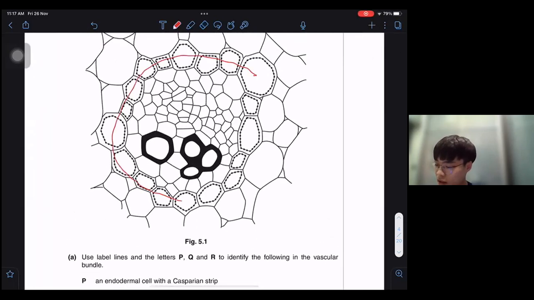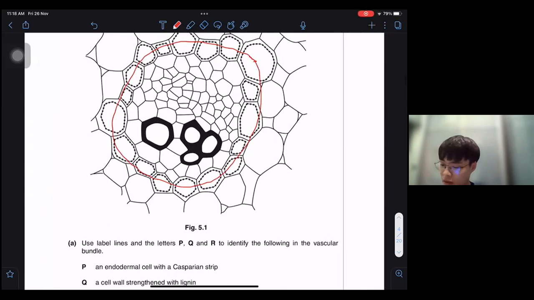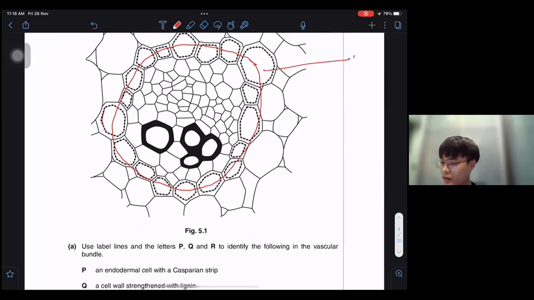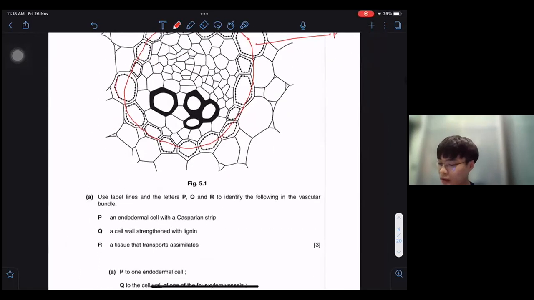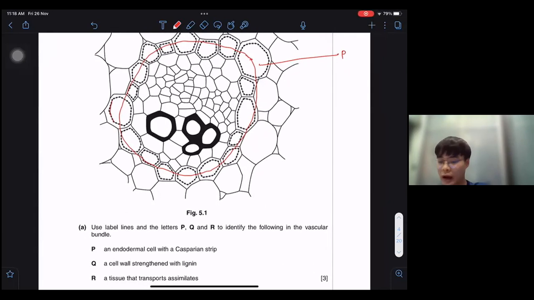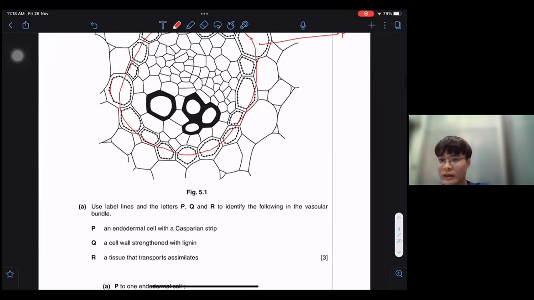All this is actually endodermal cells. As you can see, this line is the Casparian strip. So you can just label it P. And for a cell strengthened with lignin, just for information, phloem does not have lignin, only xylem vessels have it. So these four are actually xylem vessels, and this is the answer for Q.